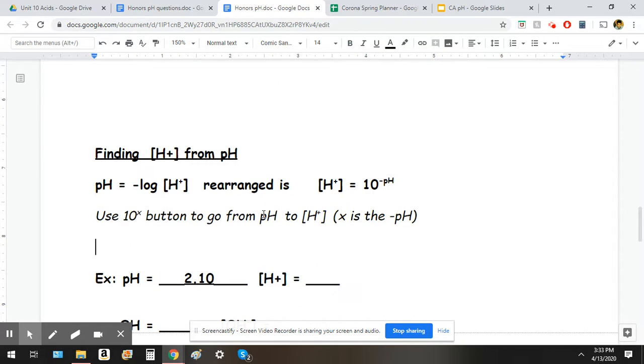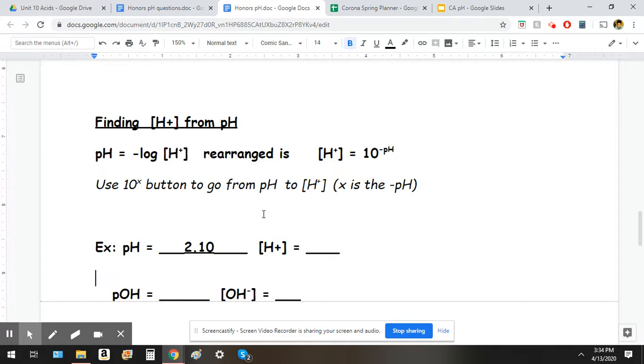What else? Let's talk about going the opposite direction. You're not solving for the pH, you know the pH, and you're trying to solve for the concentration of H plus ions. This is usually where students find a little bit more difficulty. But the equation is still valid. pH is equal to negative log of H plus ion concentration.